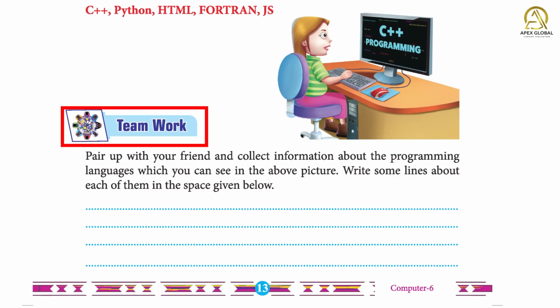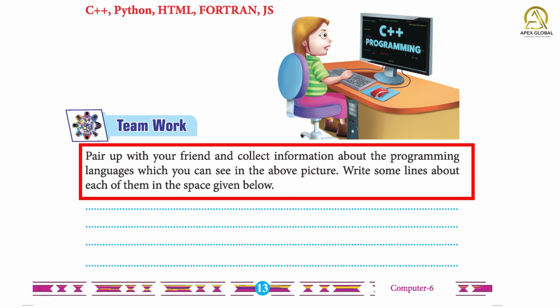Teamwork. Pair up with your friend and collect information about the programming languages which you can see in the above picture. Write some lines about each of them in the space given below. Machine language. This language is expressed in binary form, 0 and 1, where 0 means off. This signifies a stage where the current is not flowing in the electronic computer units. The other stage is 1, the on stage, which signifies the current flowing within the computer circuit.